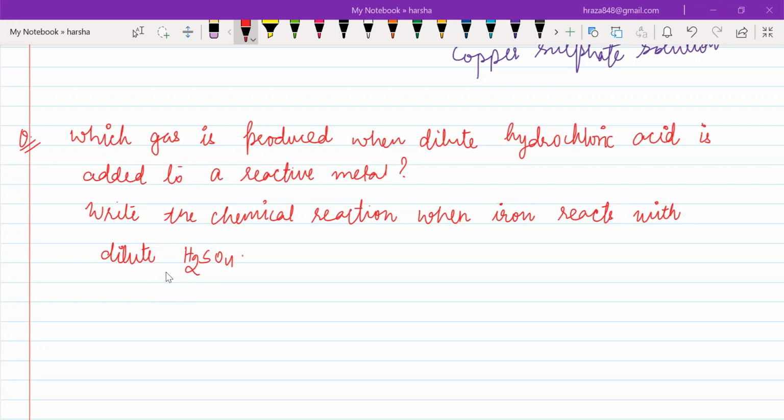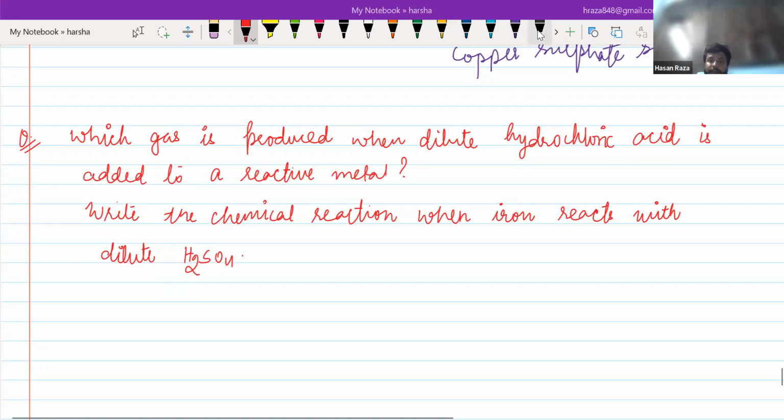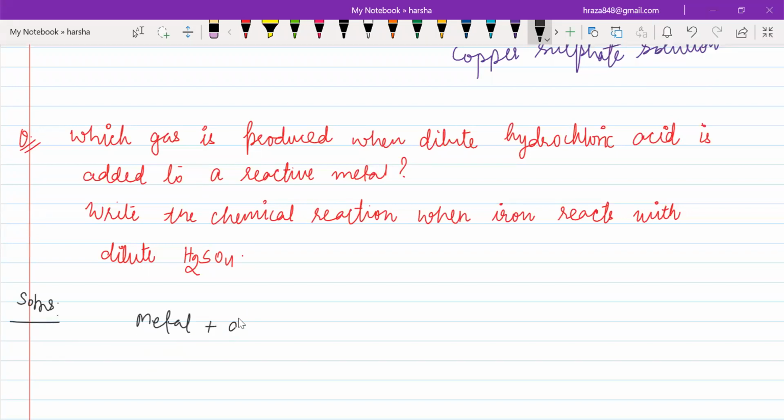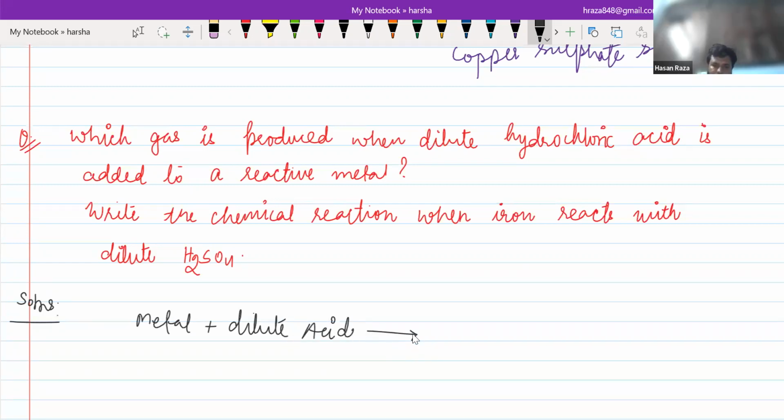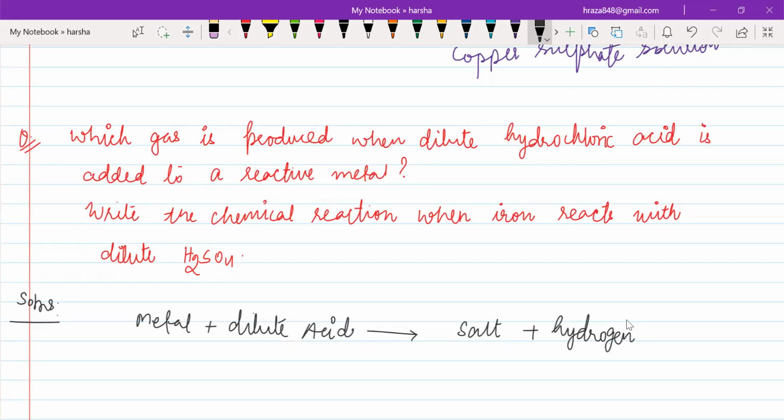Sir, can you just tell which gas will be produced? You have studied acids, bases, and salts. When a metal reacts with an acid, then salt and hydrogen gas are produced. You have studied about it in the second chapter also, and in this chapter also. So metal plus dilute acid will be salt plus hydrogen gas. Now you can write the reaction easily.